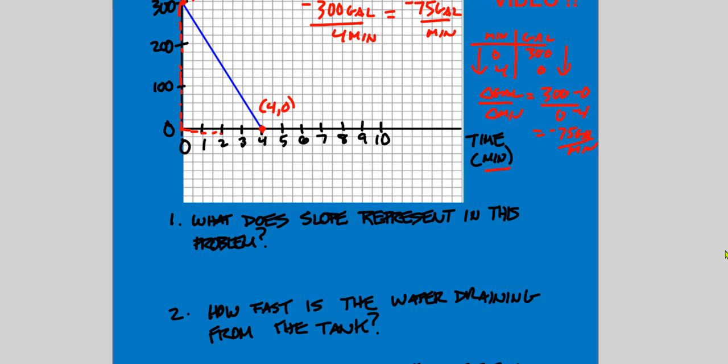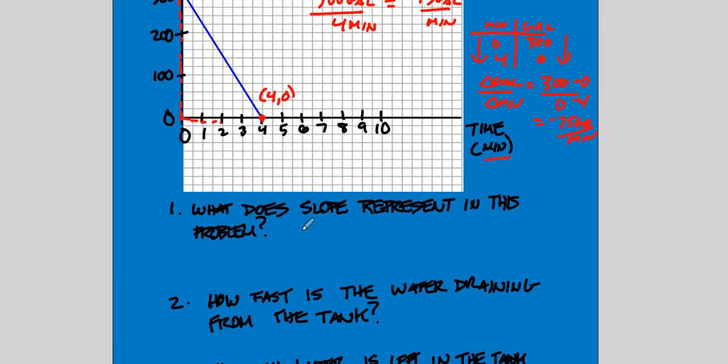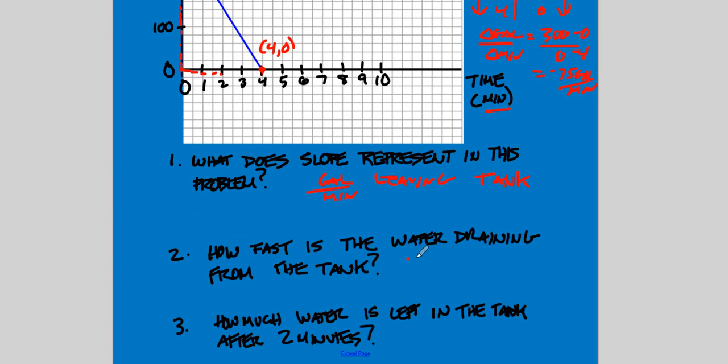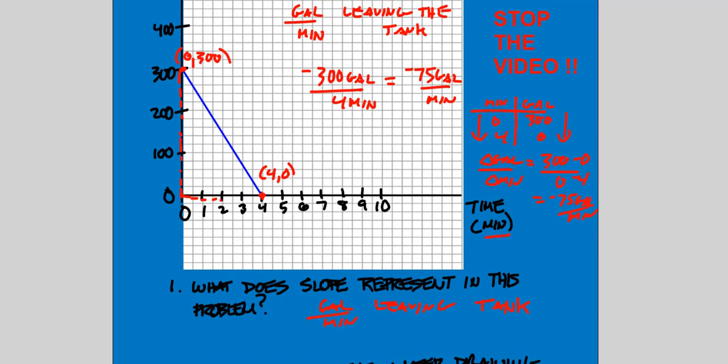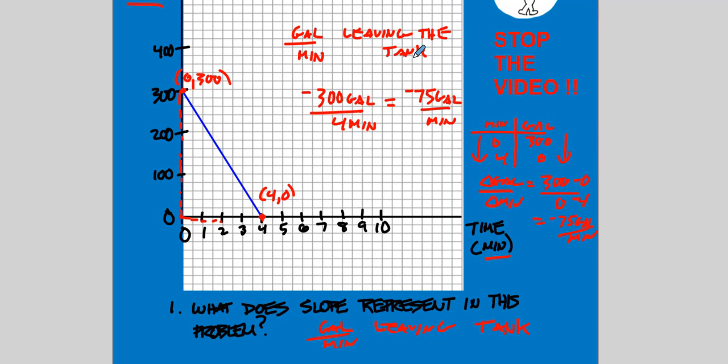So how fast is the water drained from the tank? Again, we talked above, the slope represents gallons per minute leaving the tank. And it's draining out at negative 75 gallons per minute. So then the last question is how much water is left in the tank after 2 minutes? I'll stop the video and answer that question.